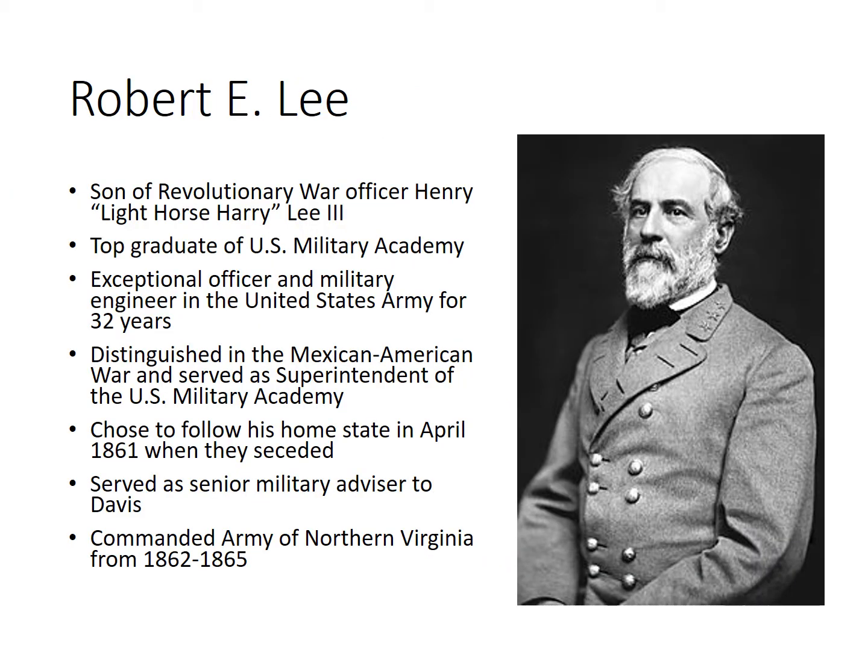So Robert E. Lee was the son of Revolutionary War officer Henry Lighthorse Harry Lee III. He was a top graduate of the U.S. Military Academy. He was an exceptional officer and military engineer in the U.S. Army for 32 years. He became distinguished from the Mexican-American War, and then he served as the superintendent of West Point. He then chose to follow his home state in April 1861 when they seceded, and he served as a senior military advisor to Jefferson Davis, and ultimately became the commander of the Army of Northern Virginia from 62 to 65. He was the de facto leader of the Confederate Army.